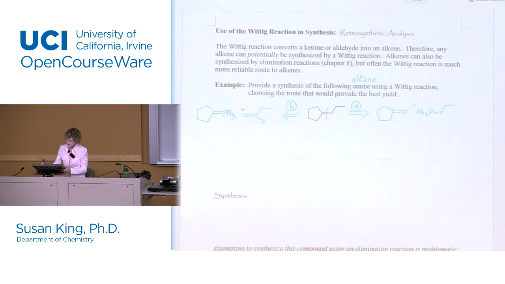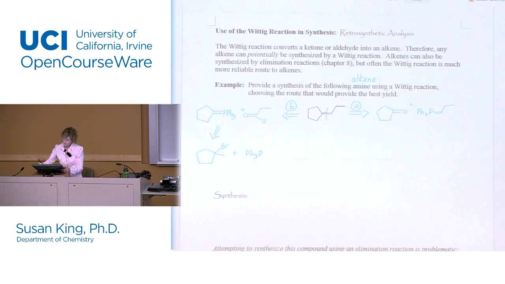So it'd be this plus that. And then I showed you how to make a Wittig, so we could take this apart further. If we were going to make this Wittig reagent, we would need the corresponding alkyl halide. And this would be the alkyl halide that we would use. We'd have that, and we'd have triphenylphosphine.